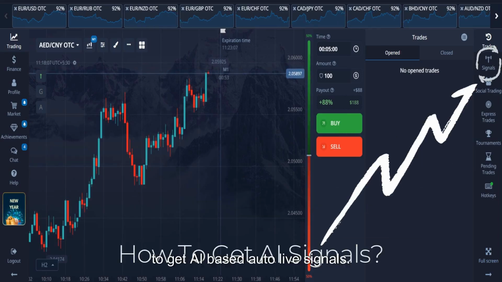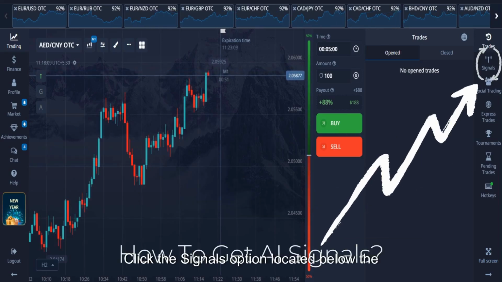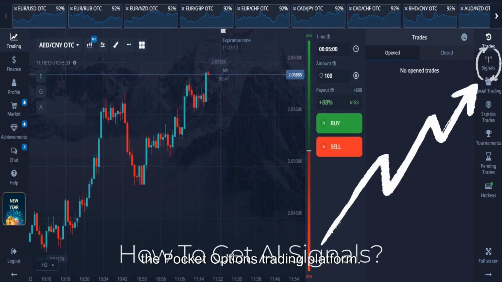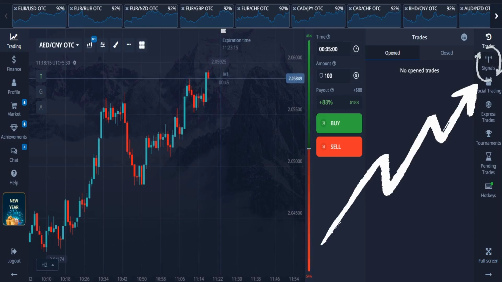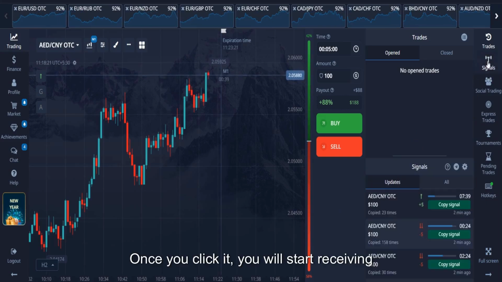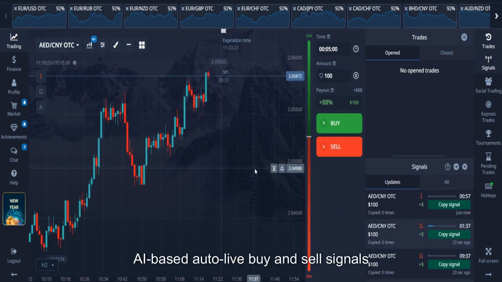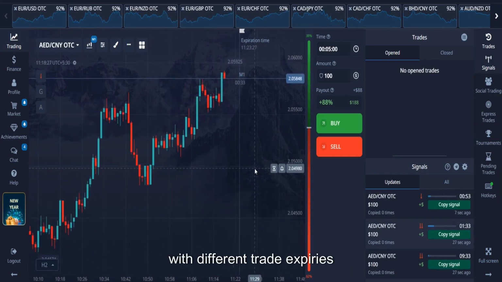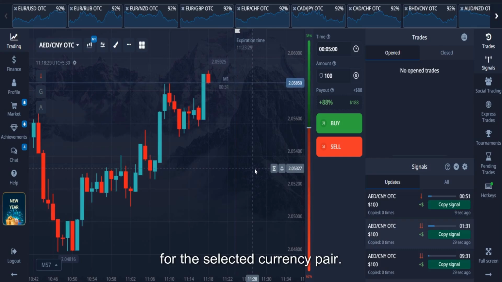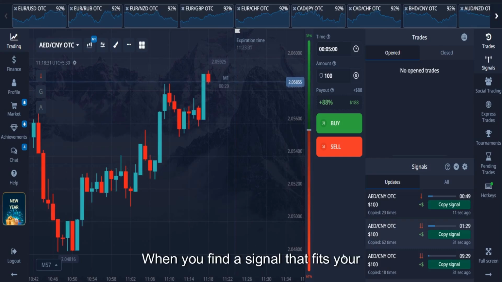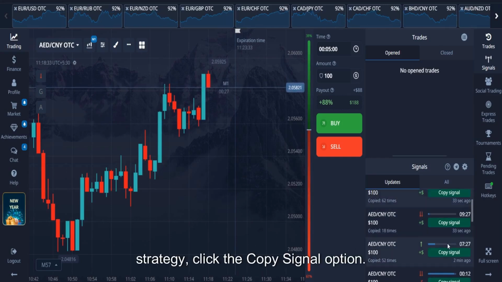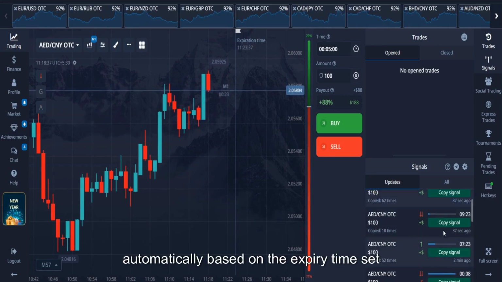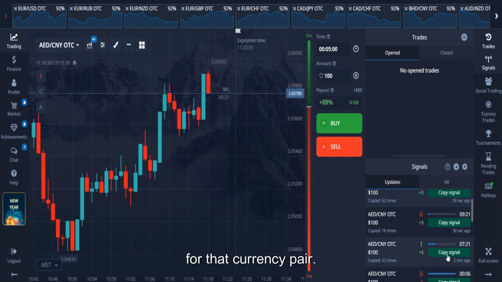To get AI-based auto live signals, click the Signals option located below the Trade options on the right-hand corner of the Pocket Option trading platform. Once you click it, you will start receiving AI-based auto live buy and sell signals with different trade expiries for the selected currency pair. When you find a signal that fits your strategy, click the Copy Signal option. Your trade will then be placed automatically based on the expiry time set for that currency pair.